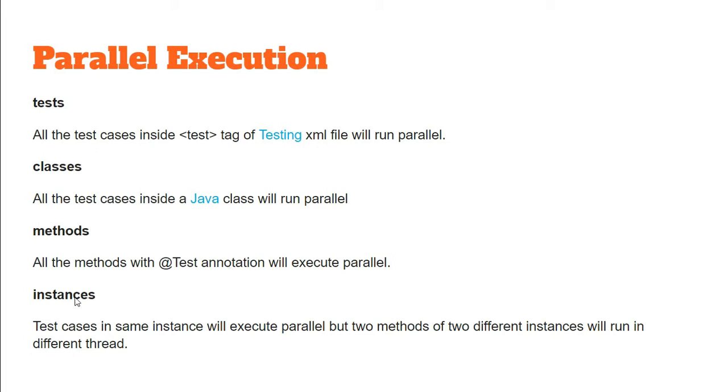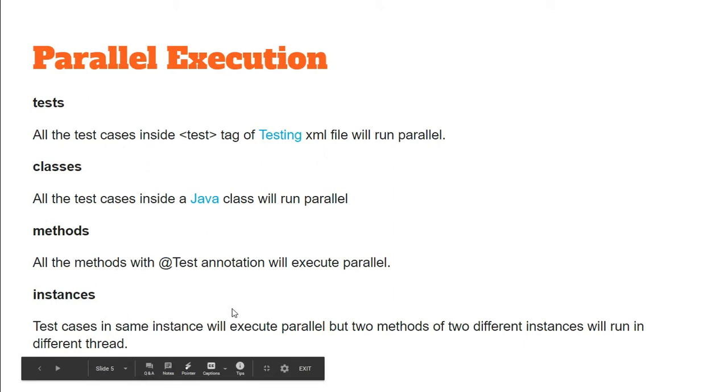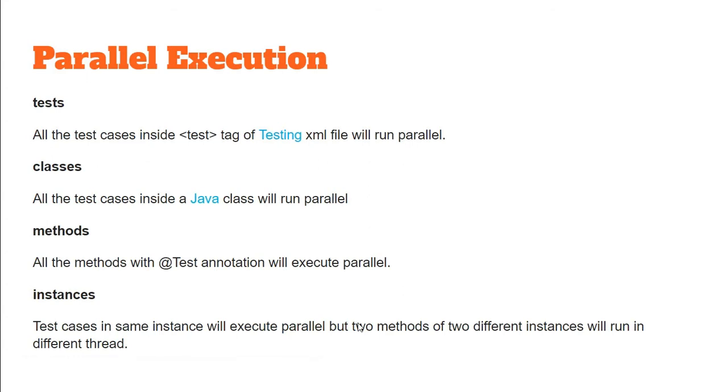Another one is instances. We can also place instances as a value in the parallel attribute. It means that the test cases in the same instance will execute in parallel, but two methods of two different instances will run in different threads. Now we are going to design a parallel class, in which we are going to design some methods and see the behavior of the parallel execution.